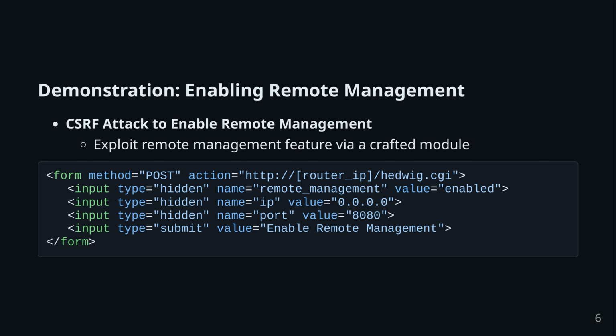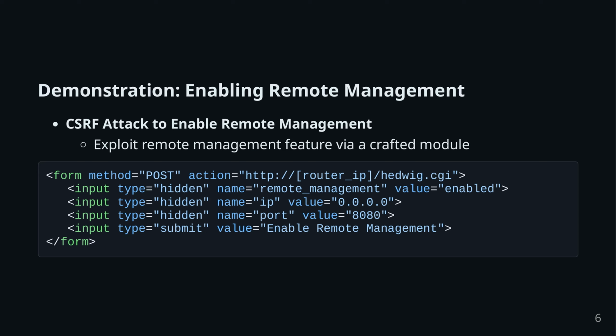The hidden inputs set the remote management feature to enabled, allowing access from any IP address at port 8080. When the form is submitted, these settings are applied, potentially exposing the router to unauthorized remote access. This type of attack highlights the importance of implementing strong CSRF protections within router configurations and regularly updating firmware to patch any vulnerabilities.